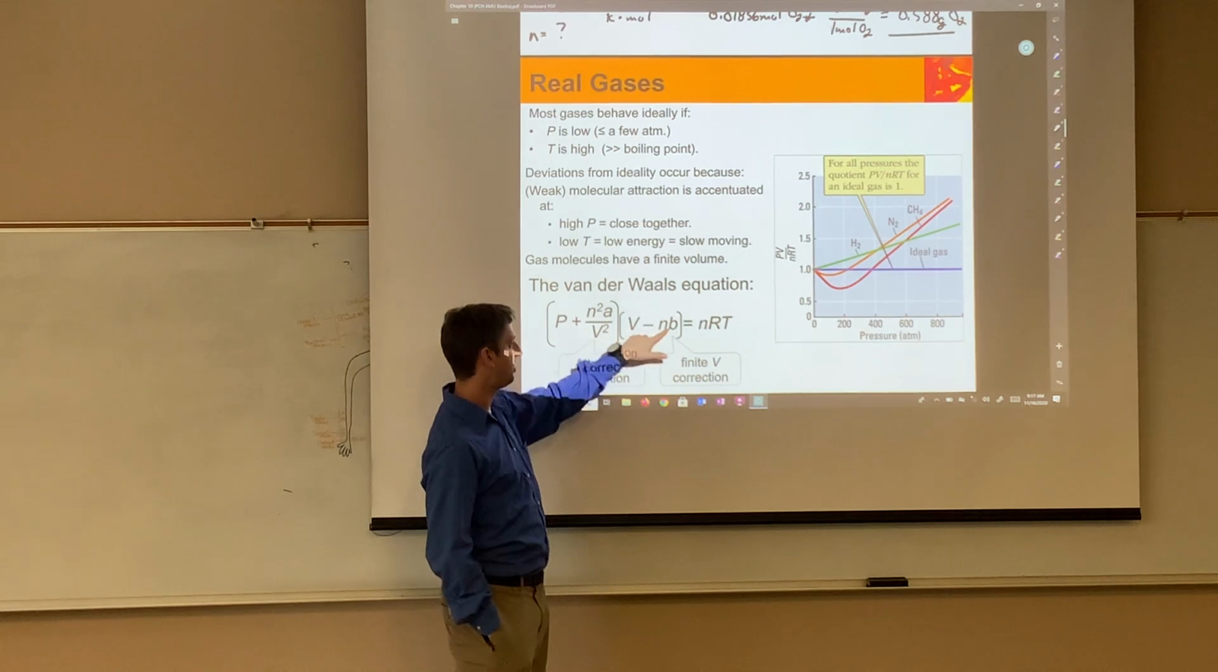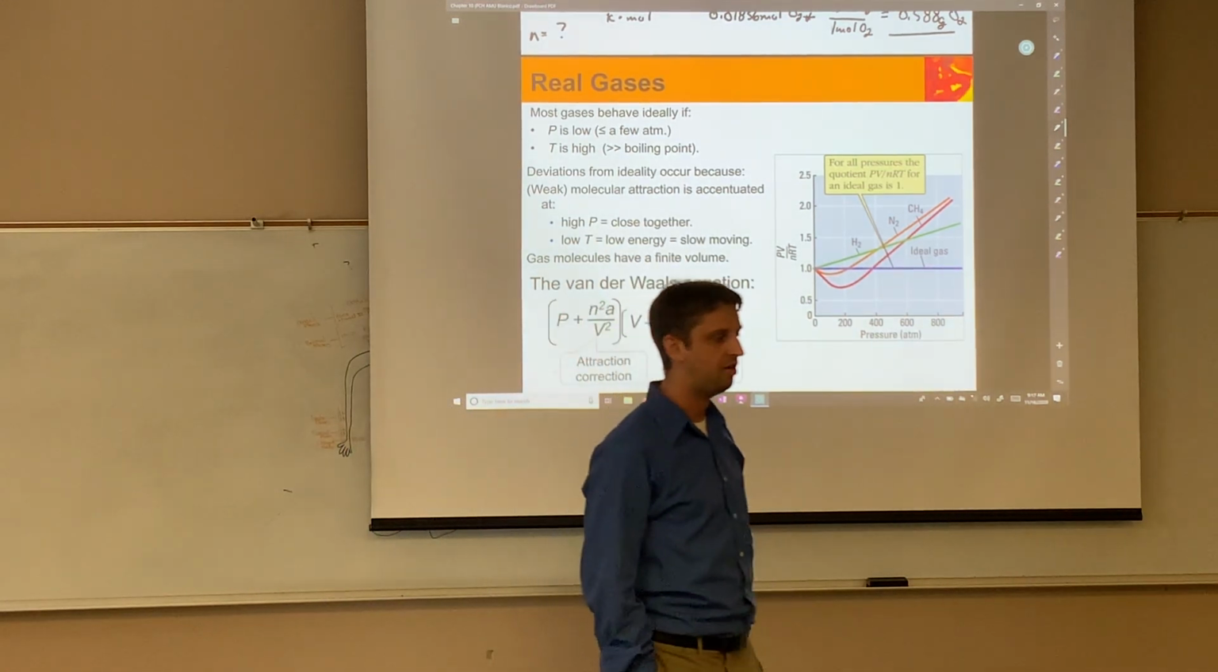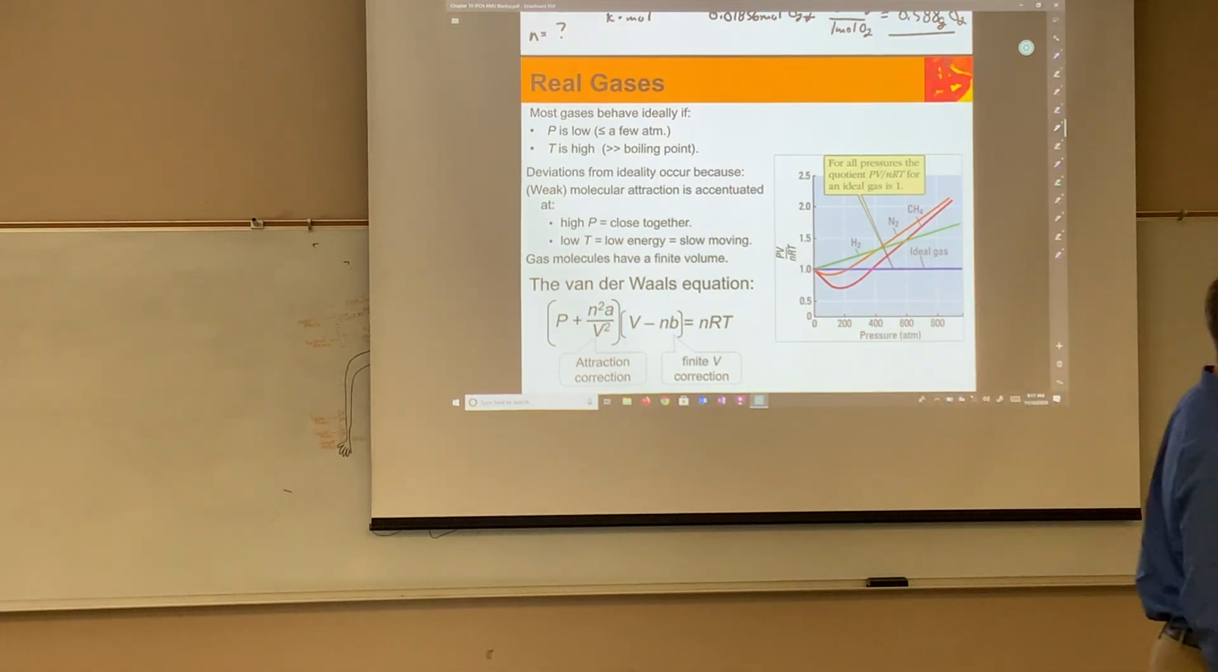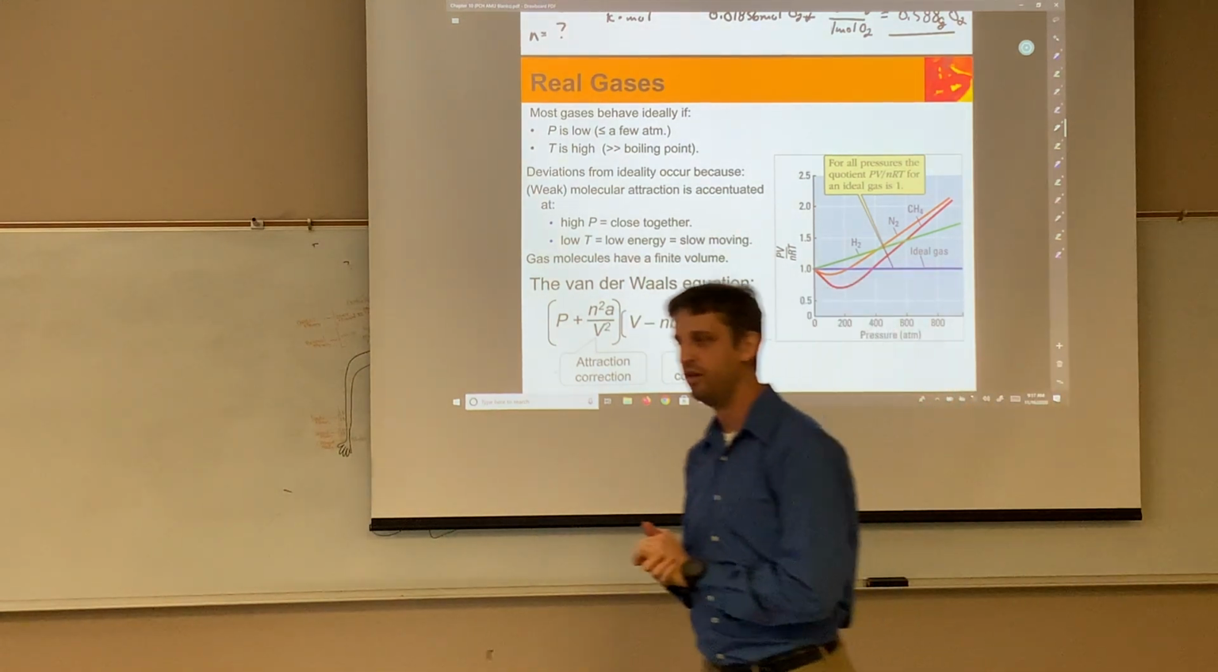Because these are the things that are actually going to change, the volume and the pressure change depending on what the gases are. Temperature is not going to change, moles are not going to change, a constant's a constant. But if you have gases that interact with each other, then the pressure and the volume are going to change also. And so that's why those corrections get added on.